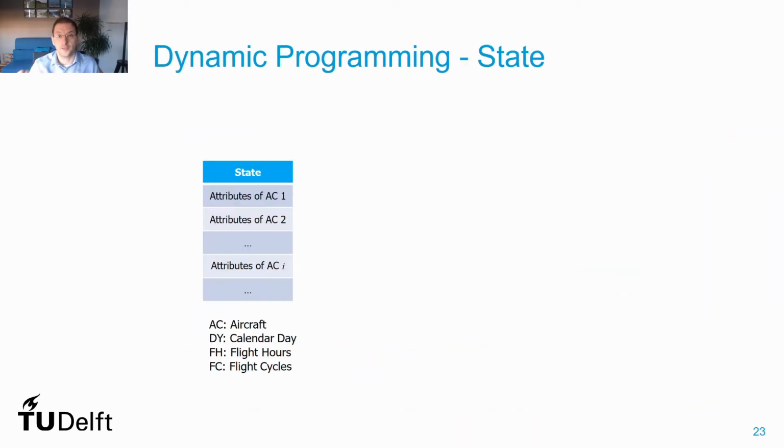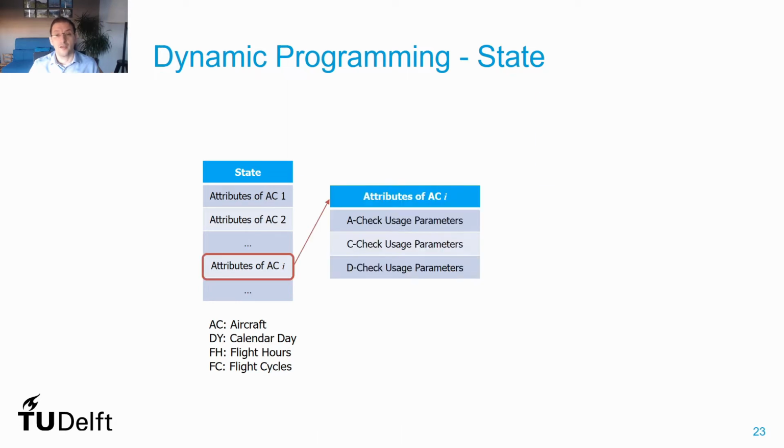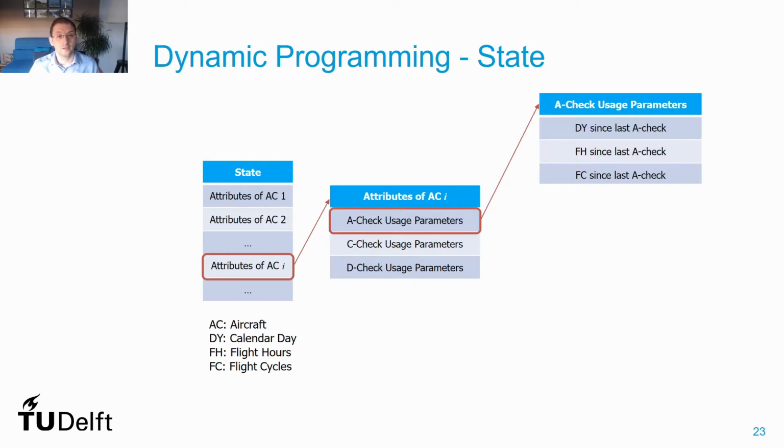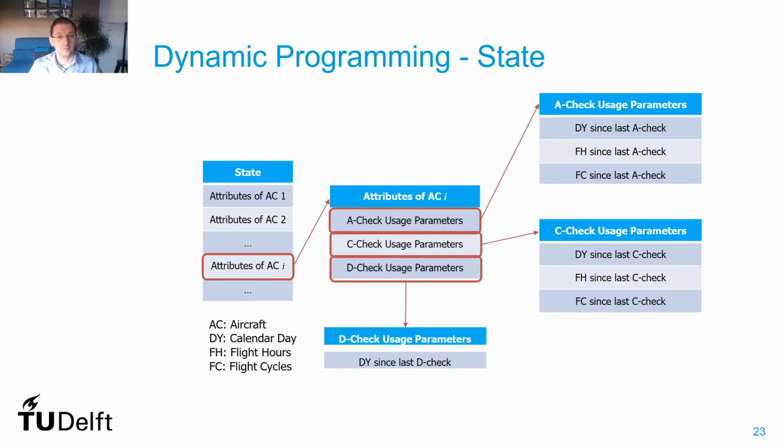Starting with the definition of the state. Which information do we have to consider to define a state in our dynamic programming framework? The obvious approach is to store information about every single aircraft in our fleet. These aircraft have attributes, and these refer to the three types of maintenance checks that we're going to consider: the A check, the C check, and the D check.